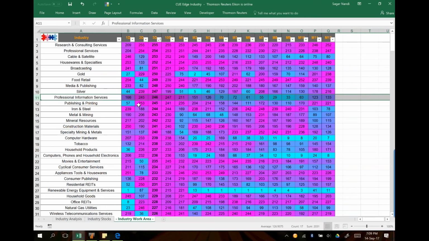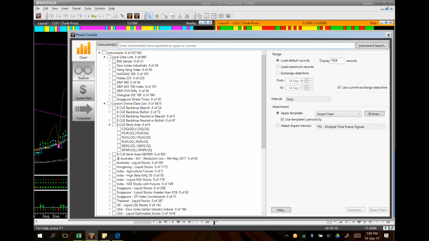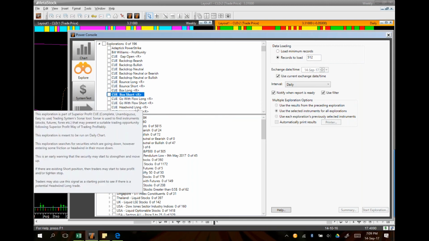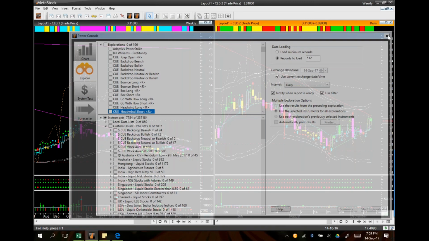This is a top-down approach. If you wanted to run a bottom-up approach, you could go to Power Console of MetaStock, go to Explorer, look for, if you are a trend following trader, go with flow long or short. If you are a reversal trader, you could look for bounce long short, box long short, or headwind long short. Though there are more sonars for reversal trades, more of our trades are actually trend following trades if you look at the community, other than at the turning points, which are also very profitable, and we are able to catch them confidently by using QEdge.